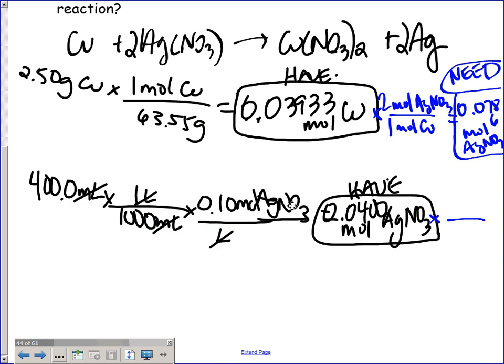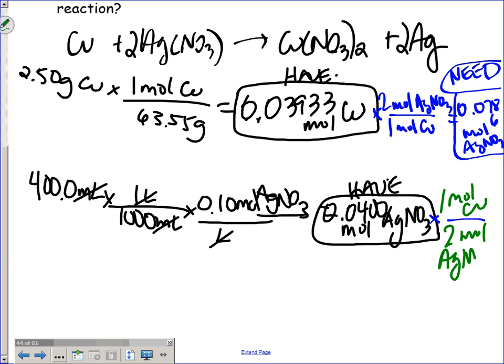Do you use it as 2 over 1? You do it as 1 mole of copper over 2 moles of silver nitrate, because you're comparing the reactants, so you do have to be utilizing the 1 and the 2 here. So, Caleb, what's that? Thanks, sir. What's 0.04 divided by 2? 0.02 moles of copper that I need.